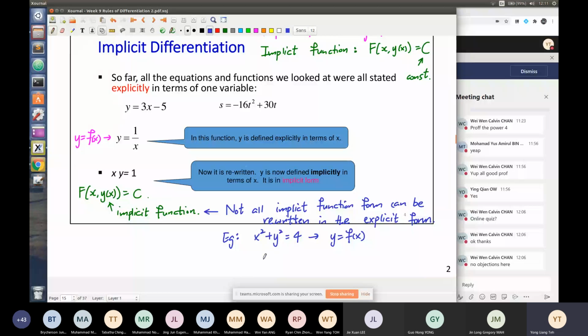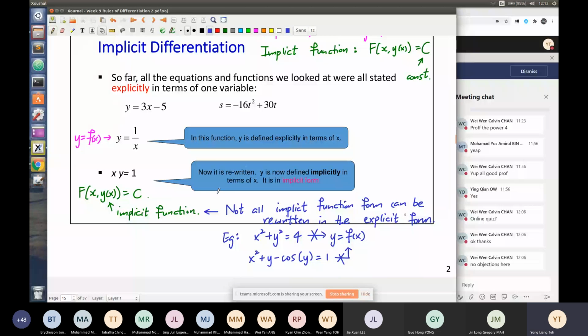What's another possible example? Another example could be something like x squared plus y minus cosine y equals 1. You can see that y and cosine y are in different terms, so it's not possible to factorize and isolate y as a function of x on one side. Therefore, this is also not possible. Let me just put a cross here.